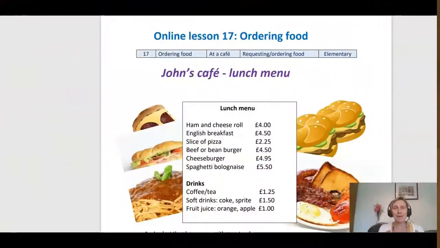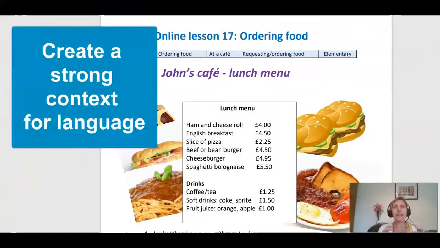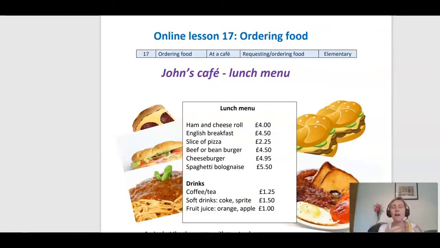So let's go. What really helps when teaching functional English is to have a really strong context in which the language can occur naturally. So if I were teaching the language for giving advice, for example, should or ought to, those kinds of things, I might have a picture of a doctor and a patient.